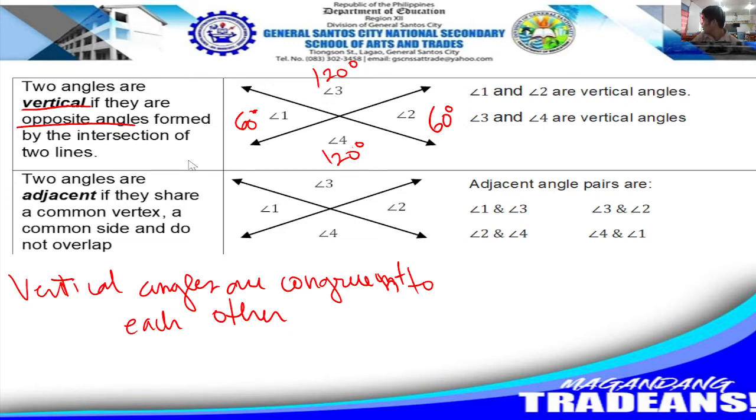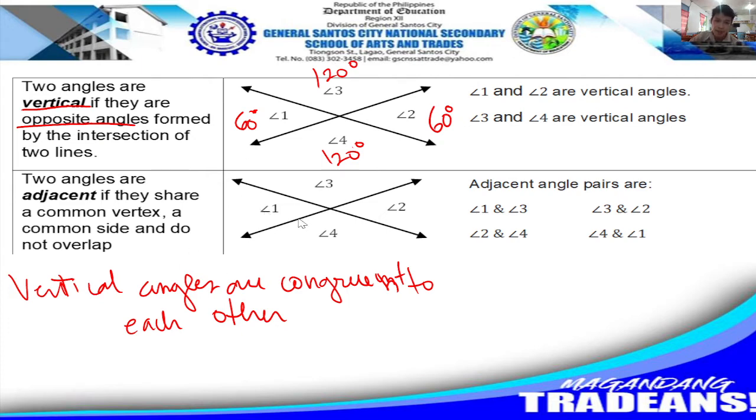Okay? Next one is two angles are adjacent if they share a common vertex, a common side, and do not overlap. Adjacent, ibig sabihin po ng adjacent angle pairs, they are magkatabi. So, tapos lahat po ng adjacent angles forms, wala naman pong specific kung ilan po yung angle na nabuo nila. Basta magkatabi lang po sila.